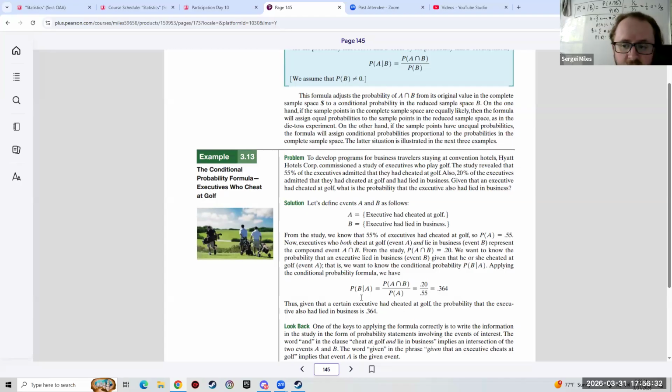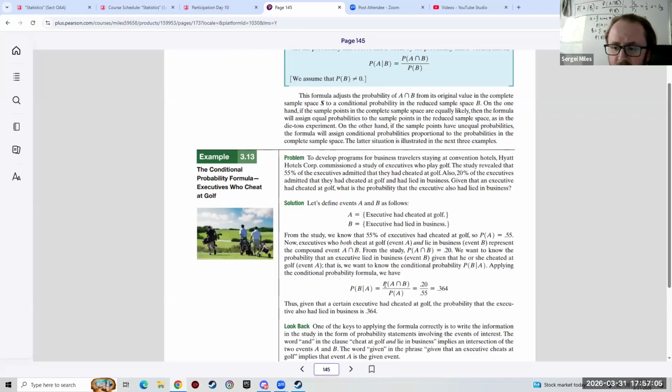Or lie in business. However, the conditional probability shows us a little more information here because this is asking the probability that someone lies in business given they cheat at golf, right? Because I might see somebody out at the golf course, maybe he's the CEO or something, and he's cheating while he's playing golf. And the guy claims to be good at business. He claims he doesn't lie in business, right? But what is the probability he does lie in business if he cheats in golf?